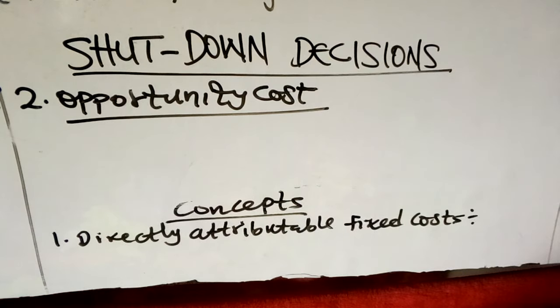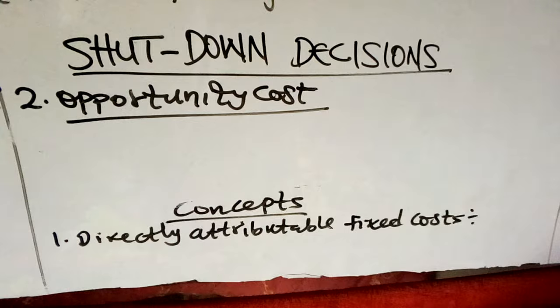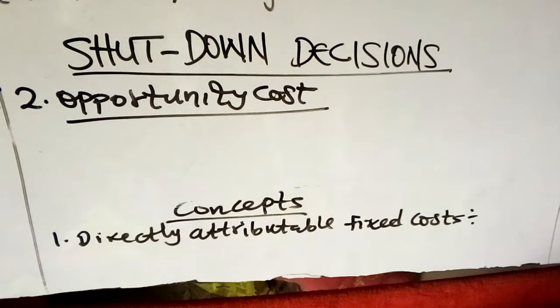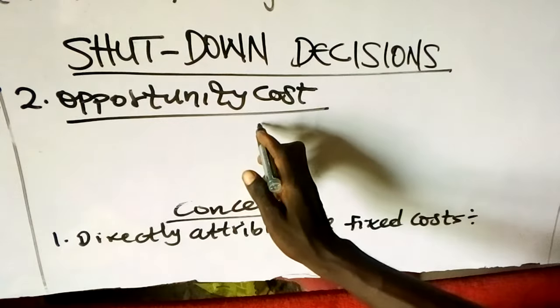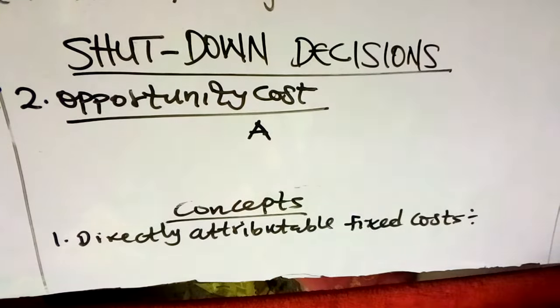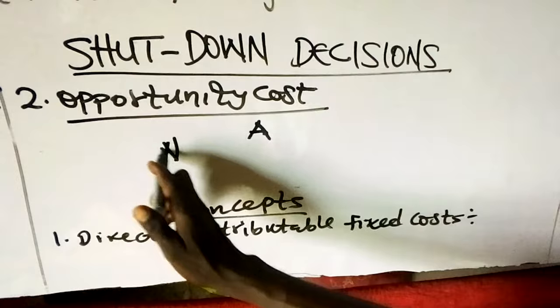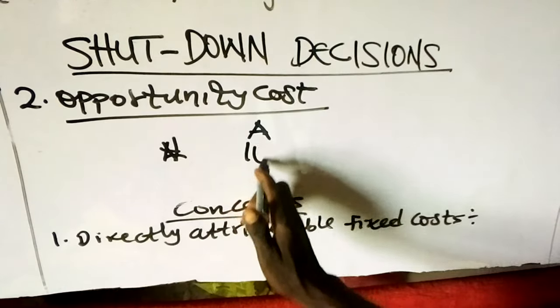You can have the opportunity cost of materials. You can have the opportunity cost of labor and others. The value of benefits sacrificed in expense of others. Maybe you have been producing a product A, and this product A used to fetch you a contribution of 10 naira.